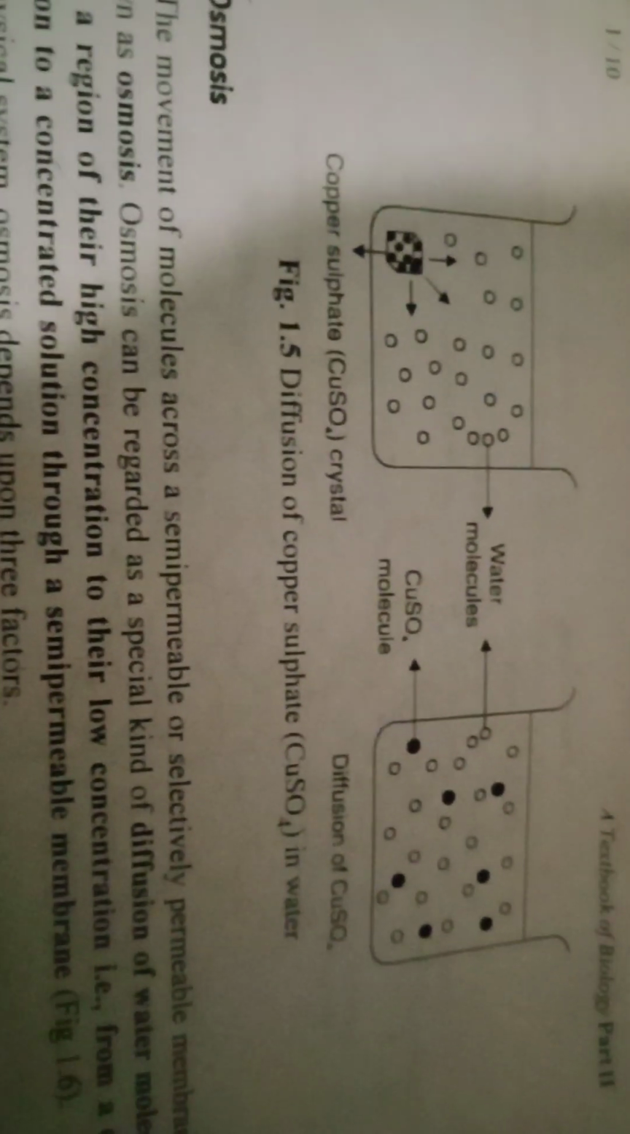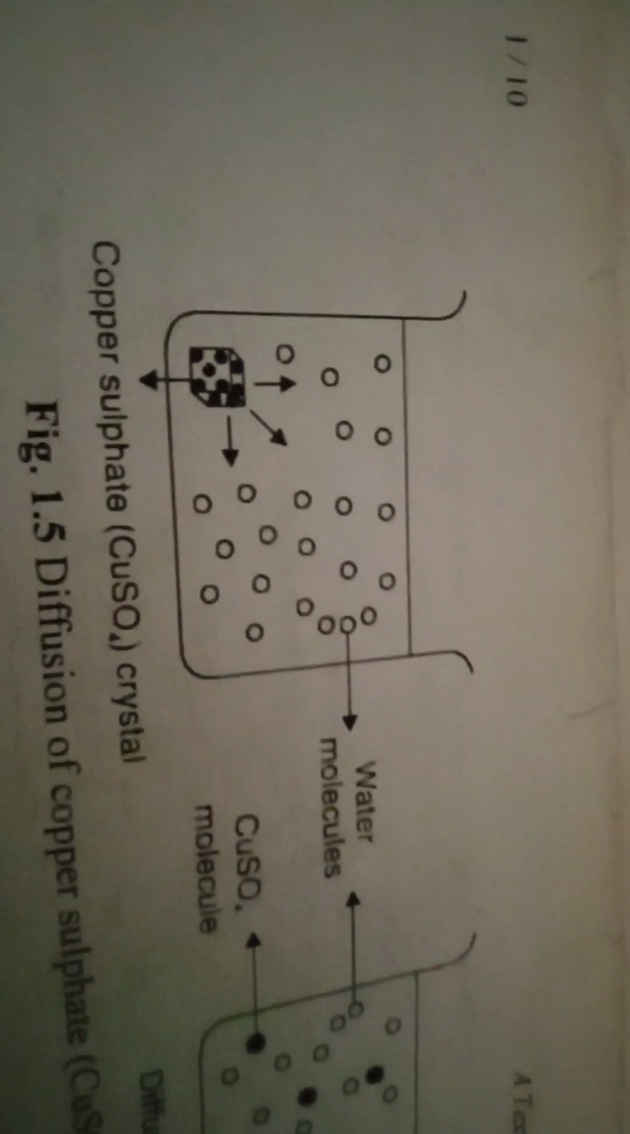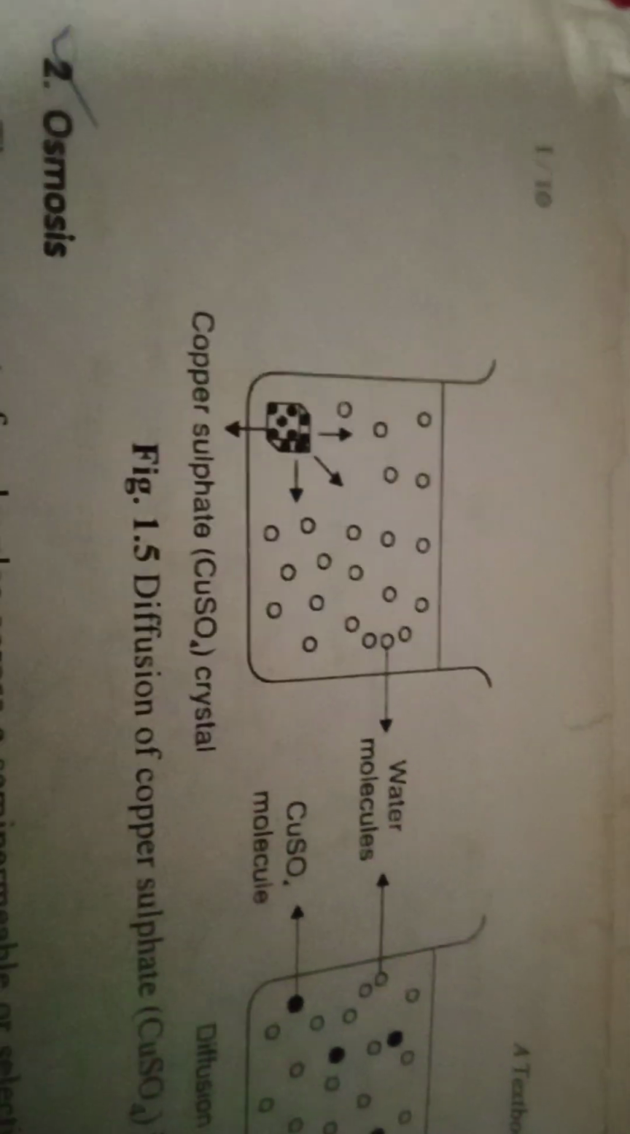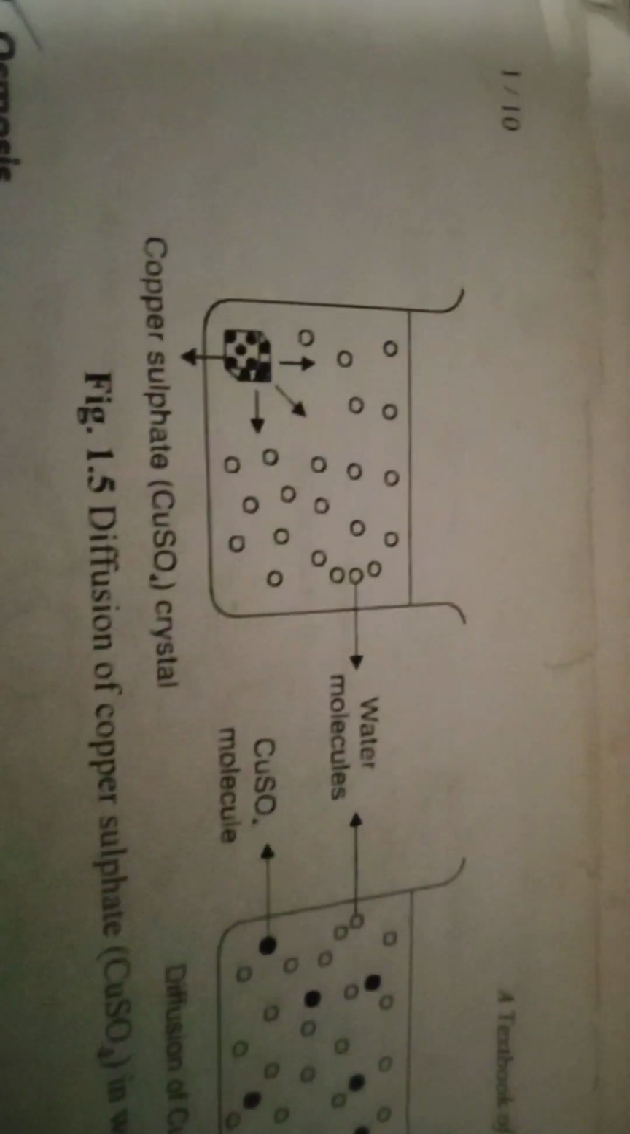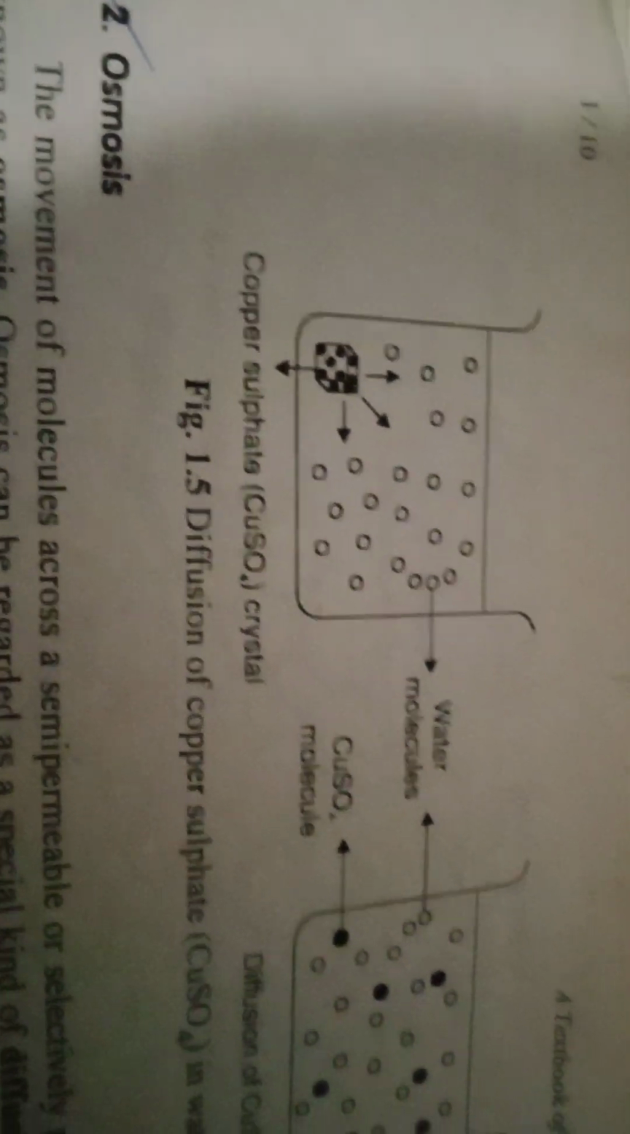There is another diagram from which we understand better. There are copper sulfate (CuSO4) crystals present in the water, and there is a diffusion of copper sulfate molecules with the water molecules. Copper sulfate is present as a solid, in which there are no interstitial spaces between the molecules, so they are not easily dissolved with water.